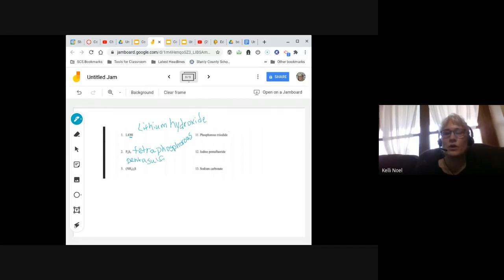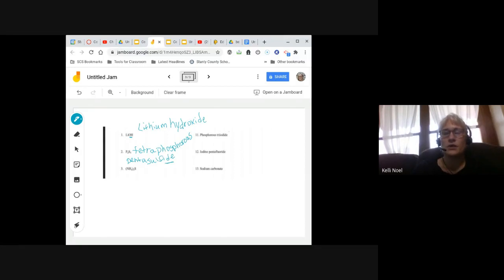The second one, we always change to an IDE ending. Unless it's a polyatomic, use whatever special name it is. But there won't be polyatomics in covalent. But up here, it was IDE because hydroxide was a polyatomic ion. It had a special name. This was sulfur, so we just dropped the ending and add IDE. So covalent, tetra, phosphorus, pentasulfide.